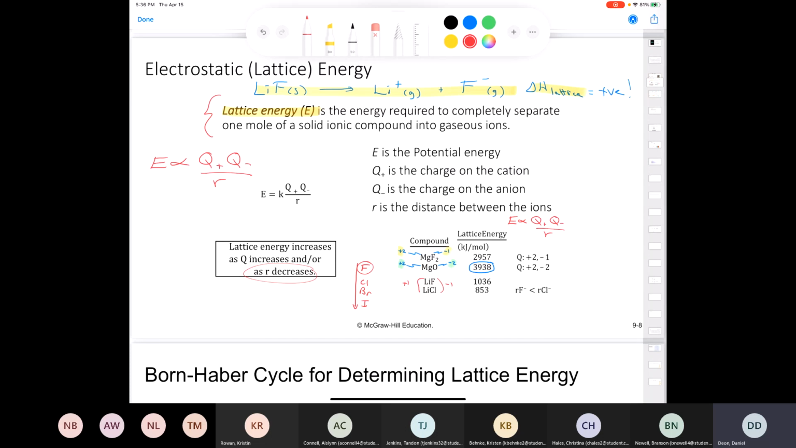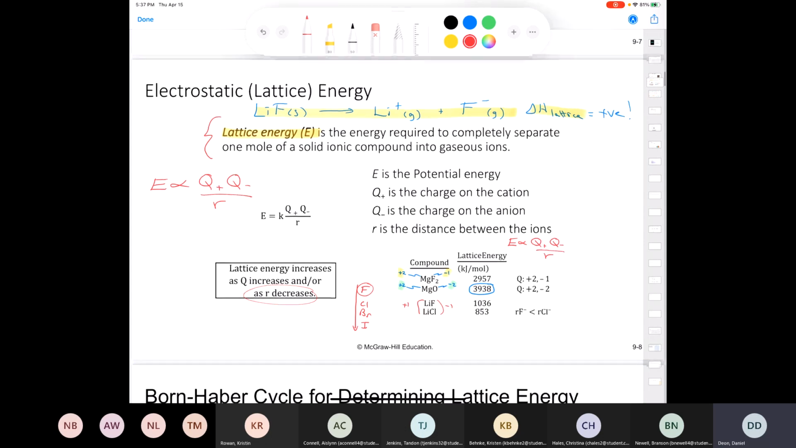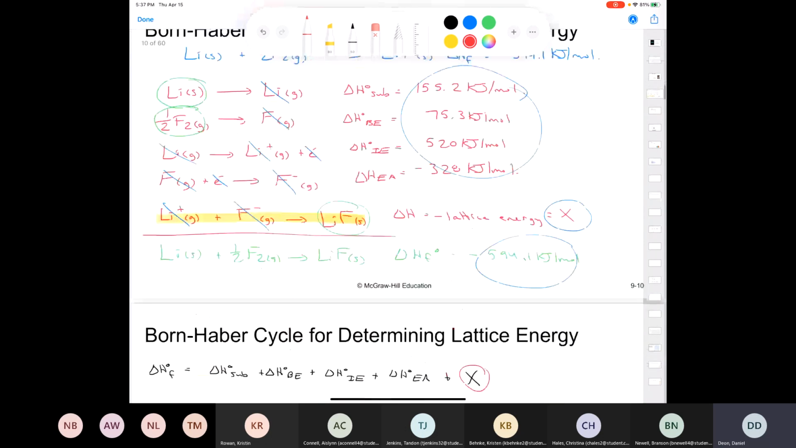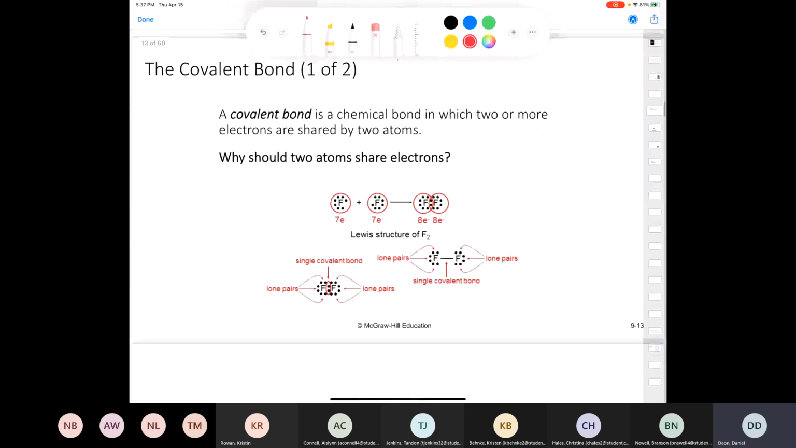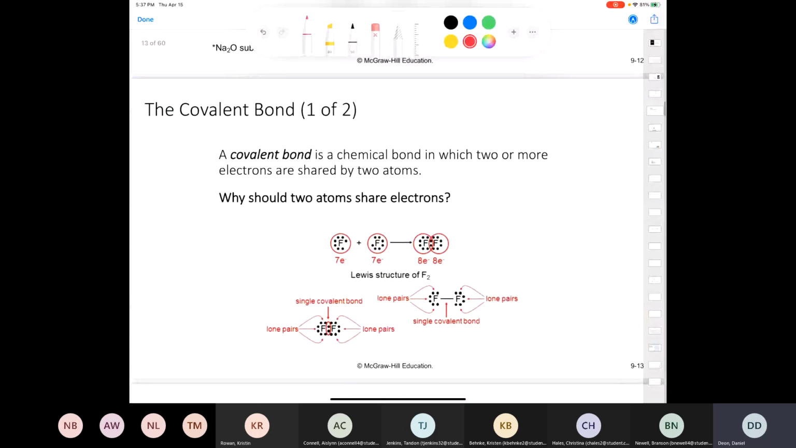The last thing you need to know about this section on ionic bonding is the Born-Haber cycle and how we can use the Born-Haber cycle to calculate lattice energy. All right, from there, we're going to move on to something a little bit different. We're still in the vein of bonding, because that's the subject of this chapter, but now we're going to move on to covalent bonds. We're going to spend a significant amount of time talking about covalent bonds.